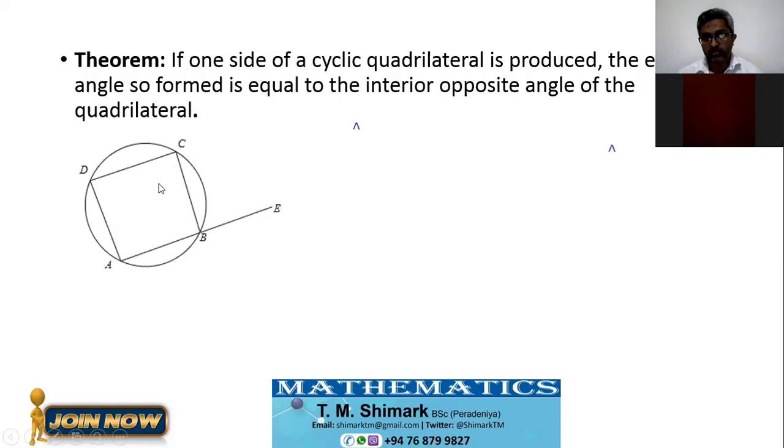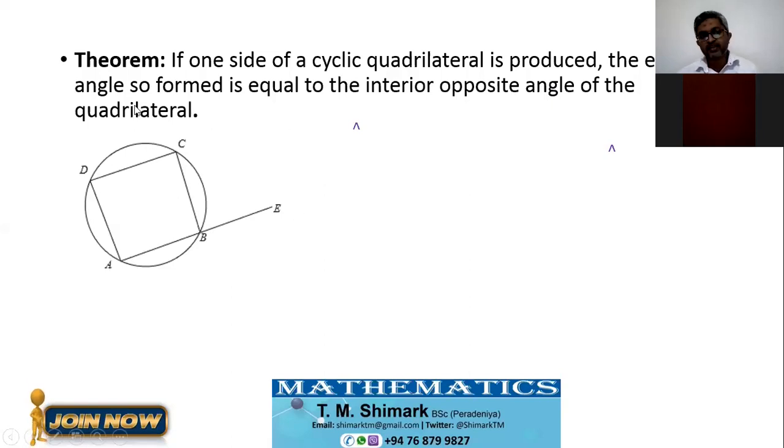To be a cyclic quadrilateral, it's very clear: all the vertices have to be on the circumference, or on the circle, we call. So now this is a cyclic quadrilateral. This says if a side of a cyclic quadrilateral is produced, that means extended. See, we have extended this side, B to E, as a straight line.